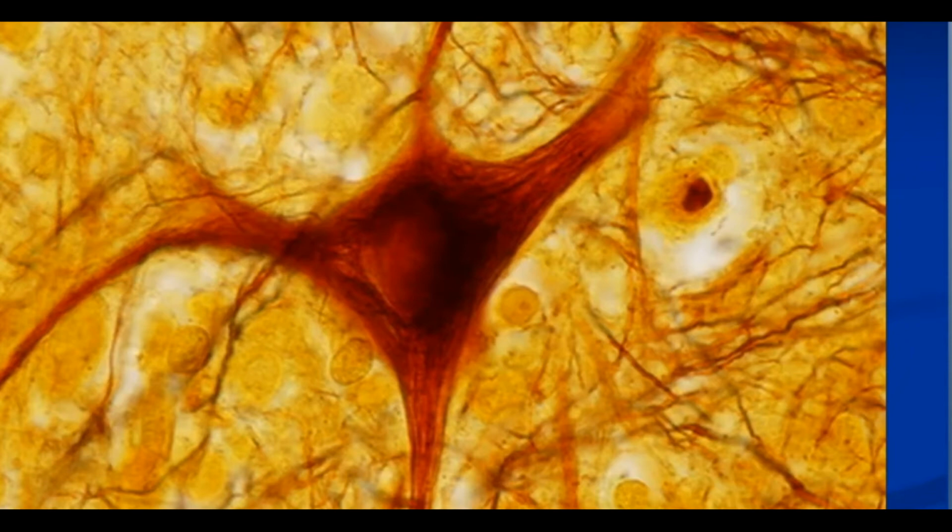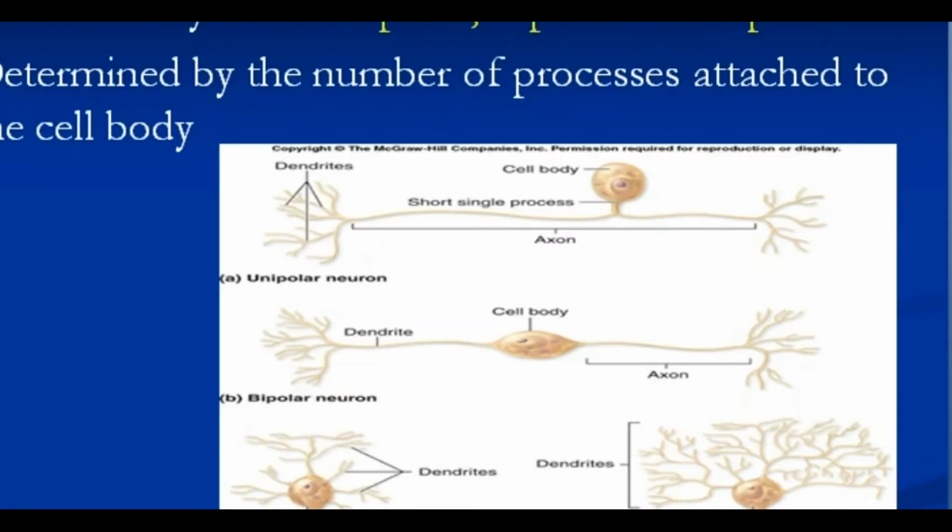Classification of neurons. We have some types of classification of neurons. The first type of classification is the morphological classification, which is based on the number of processes. Unipolar neurons are neuroblasts.